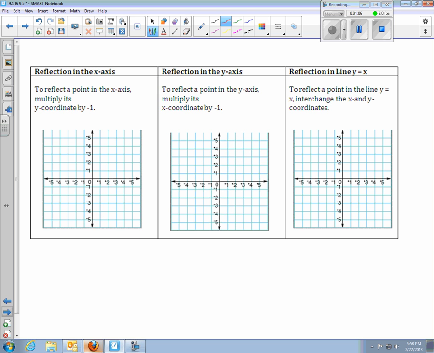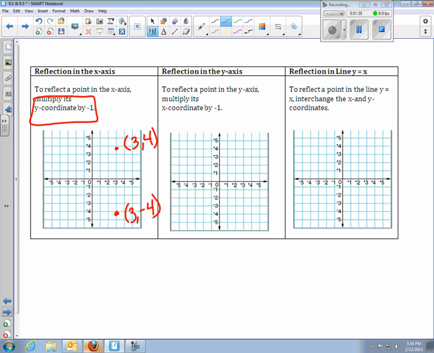So let's talk about the different types of reflections that we will have on our coordinate plane. We have the reflection in the x-axis. So if we have a point, let's say our point 3, 4, and we're going to reflect that over the x-axis, what we're going to do is just multiply its y-coordinate by -1. So our new point is going to be at 3, -4. See how the y-coordinate has been changed from a positive to a negative.